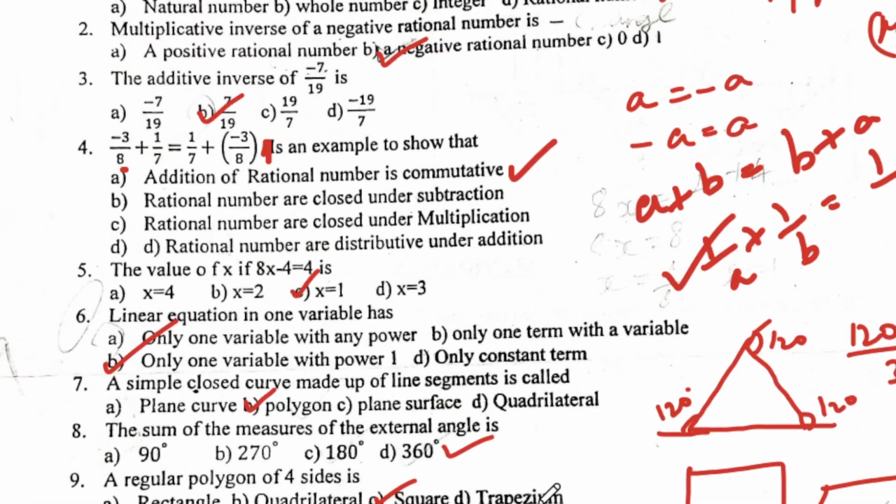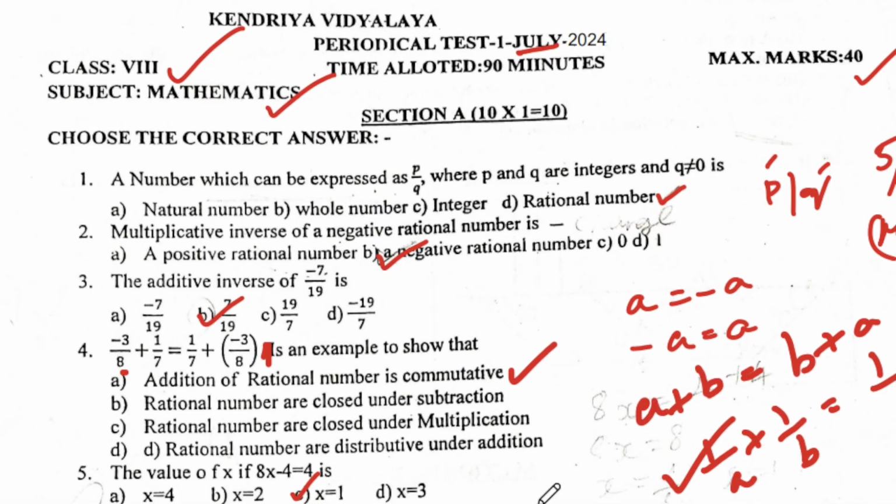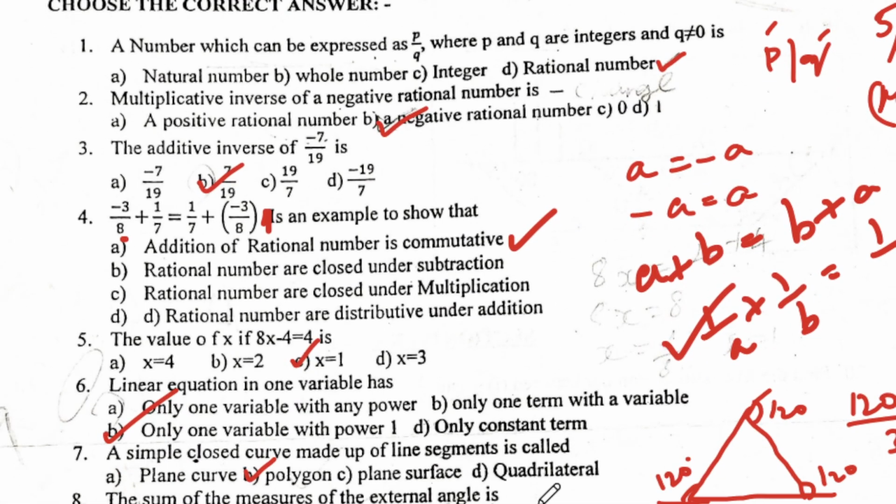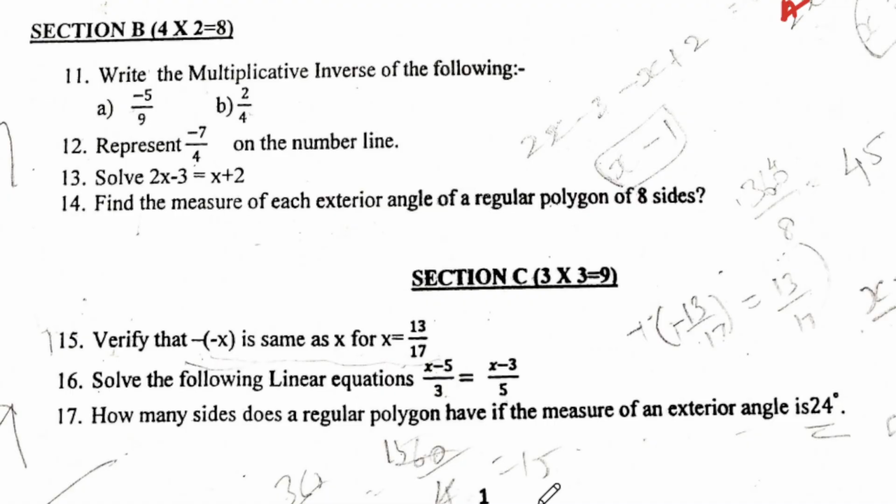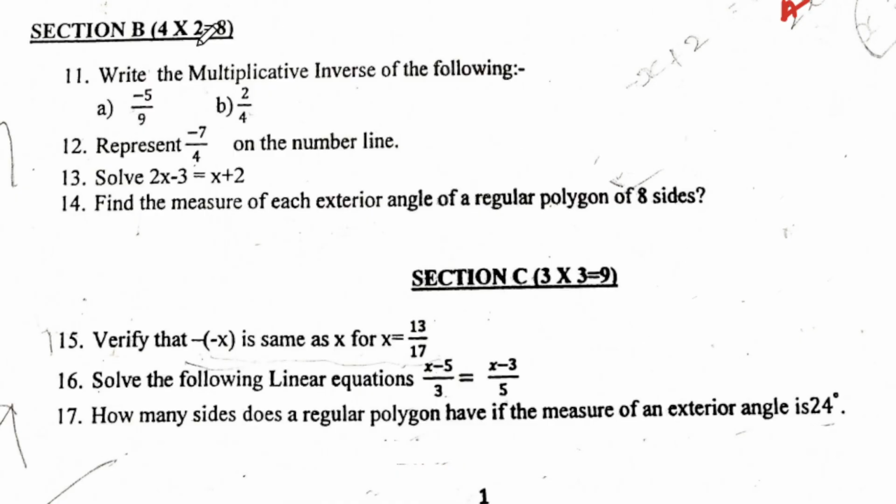So next we have session B. Now we have completed session A, the 10 mark questions. So next we will go to session B. I'll erase everything. One minute students. Okay, next we have 2 mark questions. So 4 questions, 4 into 2, 8.